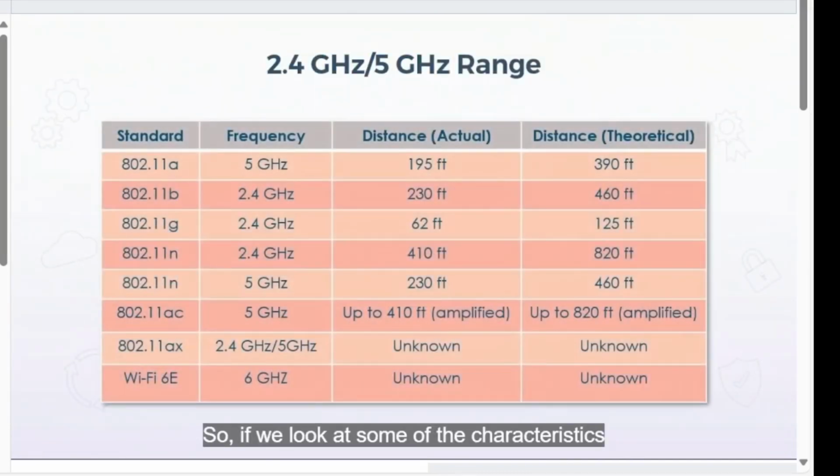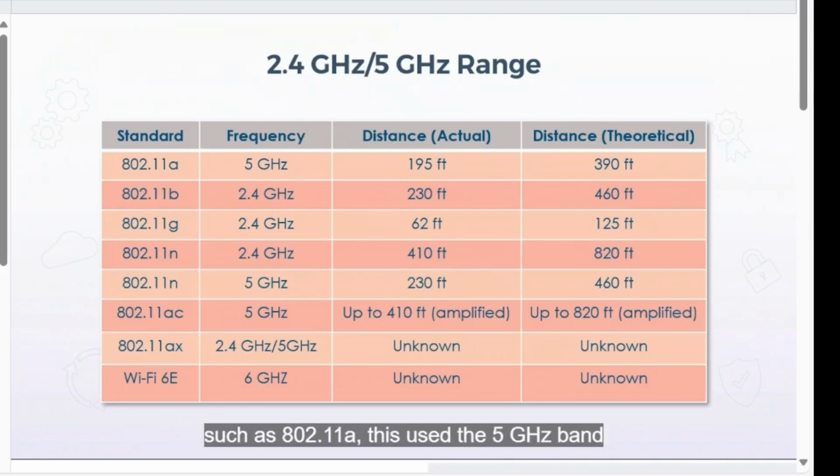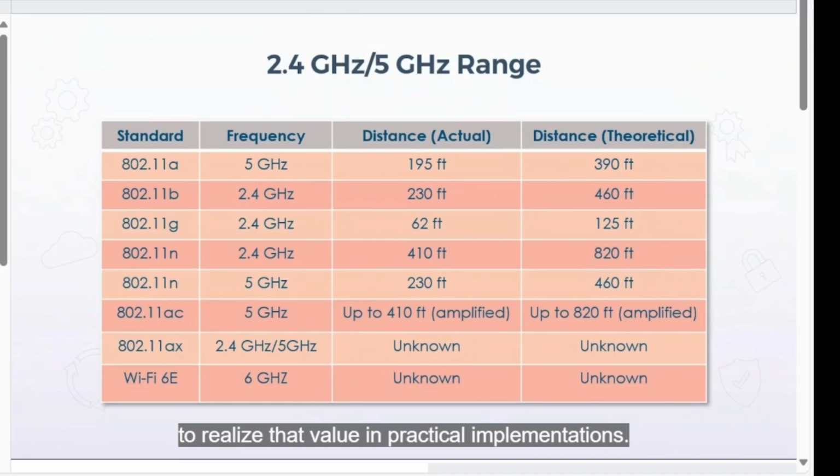So if we look at some of the characteristics with respect to range for just the 2.4 GHz and the 5 GHz bands for now, it does still depend on the standard for 802.11 transmissions, because again, like all technologies, things improve over time. So going back to some of the earlier implementations, such as 802.11a, this used the 5 GHz band and could carry, in actuality, around 195 feet, but could be tested in theoretical or perfect conditions to up to 390. But theoretical simply means that you were very unlikely to realize that value in practical implementations.